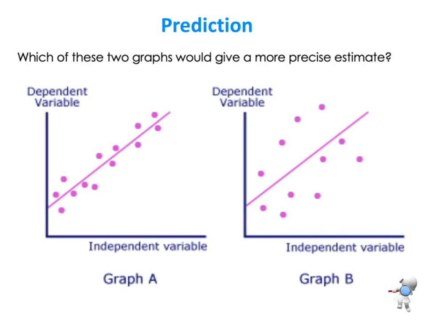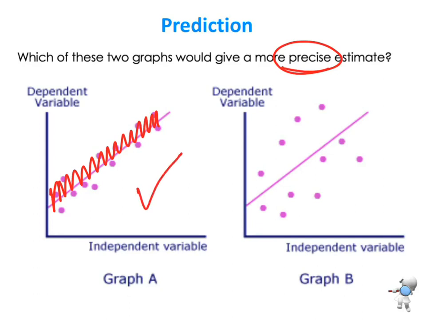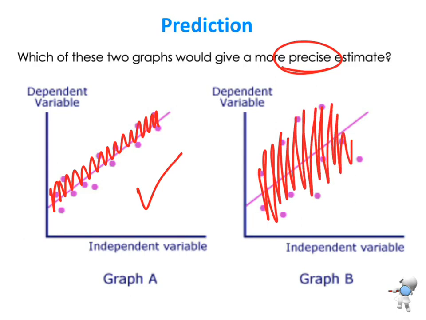So if I looked at these two graphs here and wanted to think about which of these two graphs would give me a more precise estimate: what does that word precision mean? The more precise something is, the more confident I am. If I've got data that is all scattered quite closely together, then I'm going to be much more precise, as opposed to data that's more spread out around the line of best fit. There is a lot more variation in that data, so that's going to give me a more variable result, whereas I would rather have a much narrower scatter.